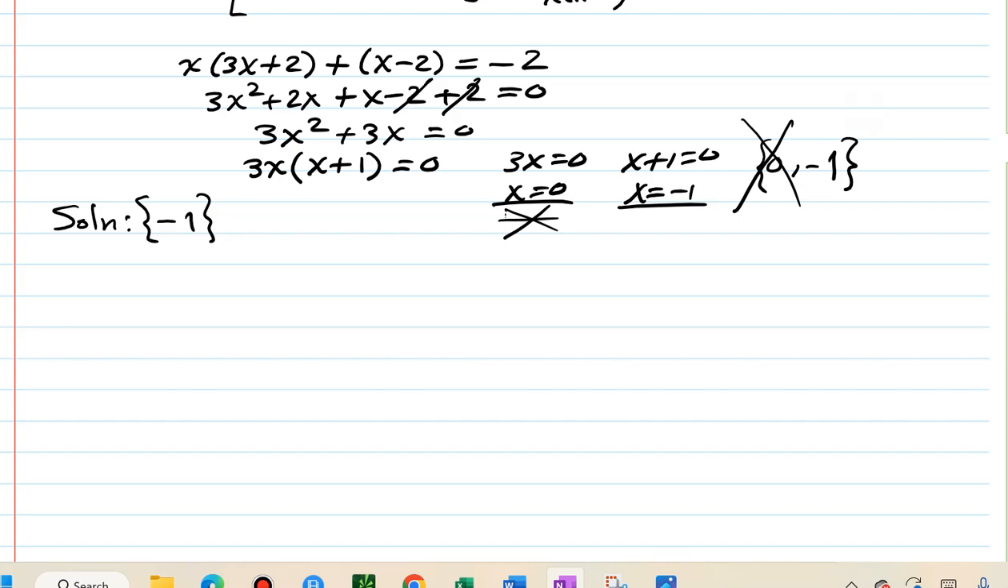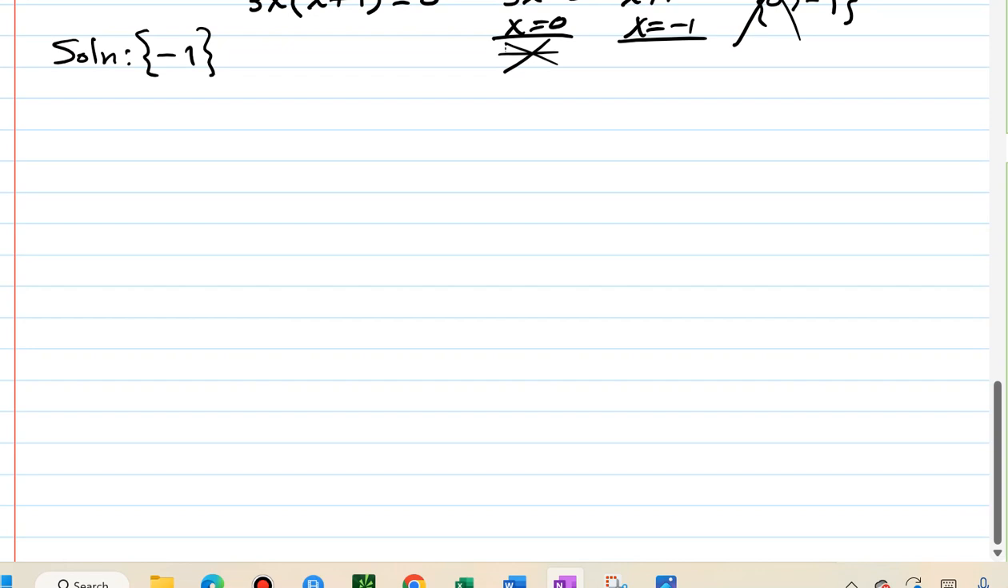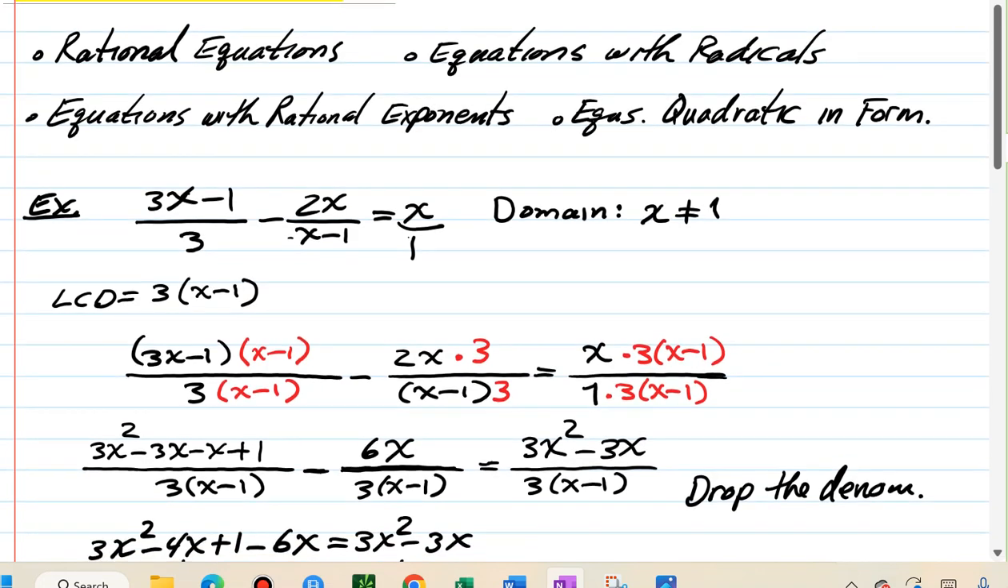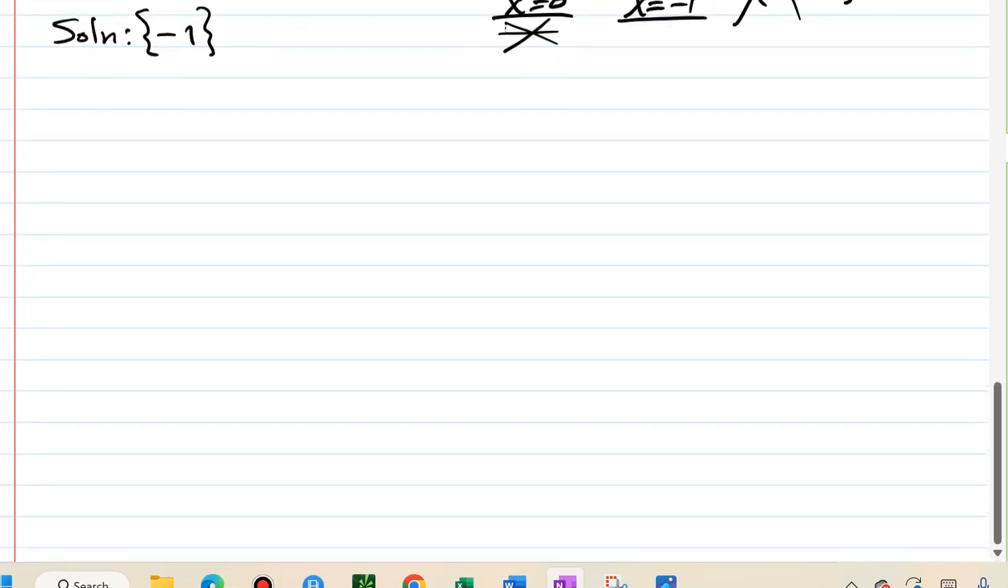And as always, you can check the solution just to make sure that it works. I feel comfortable the way we did this, so we'll leave that check for you if you'd like to check it. And there you have it. Okay, so that was an example. Both of these are examples of rational equations. Now, besides rational equations, I said we want to look at equations with radicals, rational exponents, and quadratic in form. Okay, let's take a look at equations with radicals.